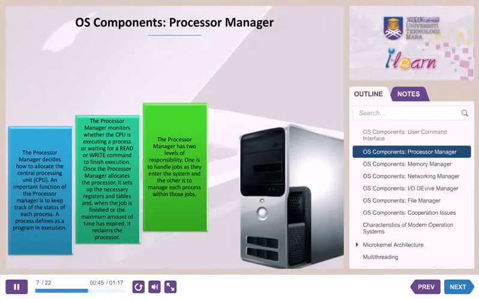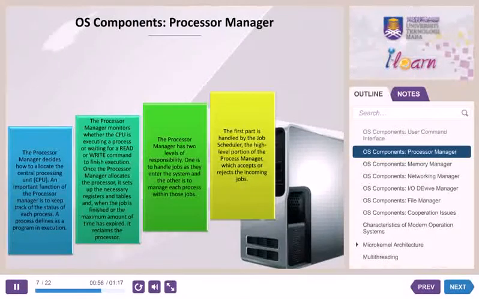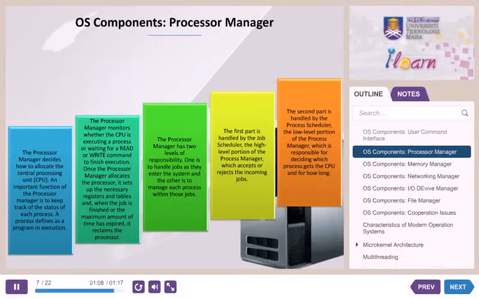The processor manager has two levels of responsibility. One is to handle jobs as they enter the system and the other is to manage each process within those jobs. The first part is handled by the job scheduler, the high-level portion of the process manager, which accepts or rejects the incoming jobs. The second part is handled by the process scheduler, the low-level portion of the process manager, which is responsible for deciding which process gets the CPU and for how long.